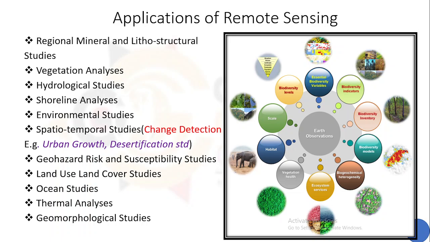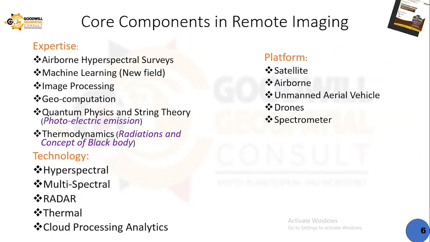Here are other areas where we can apply remote sensing: for biogeochemical heterogeneity studies, to develop biodiversity models, for inventory of biodiversity mechanisms, for aquatic or habitat studies, and environmental or vegetation health studies.